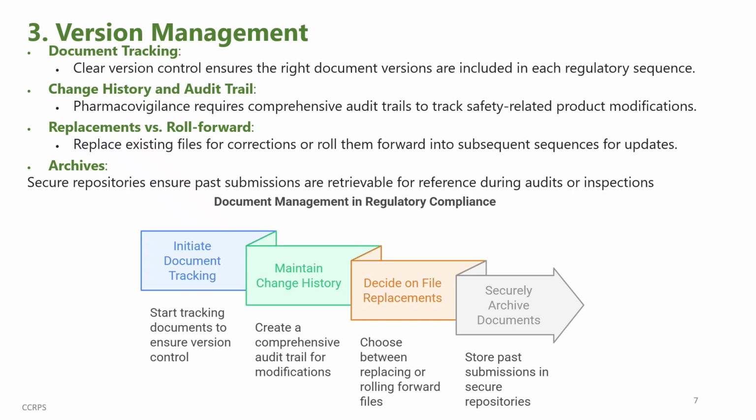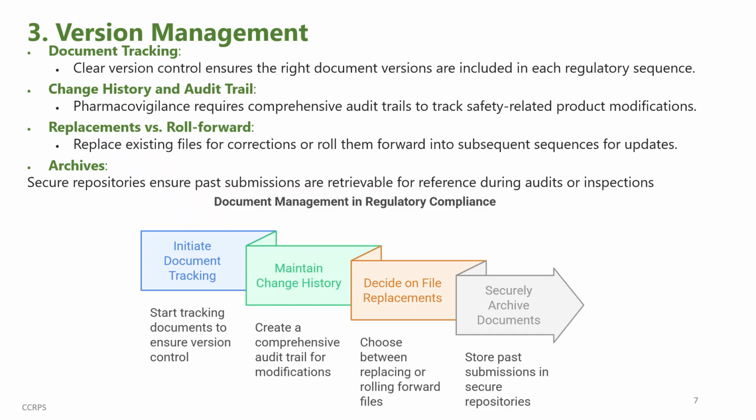A step-by-step process of document management and regulatory compliance includes initiating document tracking, wherein documents are tracked to ensure version control; maintaining change history, wherein a comprehensive audit trail is created for modifications; the decision on file replacements, where it is chosen between replacing or rolling forward files; and then archiving documents securely, where past submissions are stored securely in repositories.